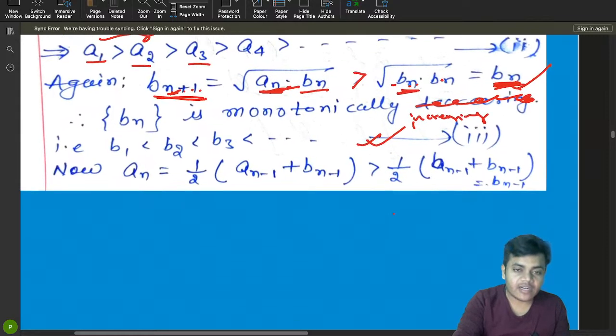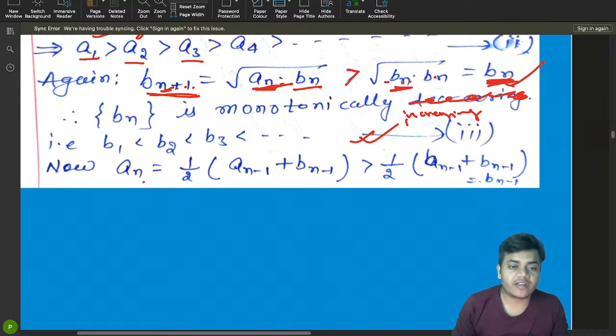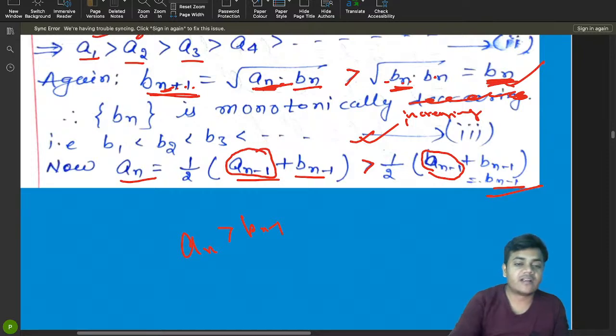And now we can see what the things were given. an is equal to half of a(n-1) plus b(n-1), and it will be strictly greater than half of b(n-1) plus b(n-1). Why? Because a(n-1) is greater than b(n-1). So when we put b(n-1) in place of a(n-1), this strict inequality holds good, isn't it? And this is 2 into b(n-1) divided by 2, so this is b(n-1). So from here it is quite clear that an is strictly greater than b(n-1).